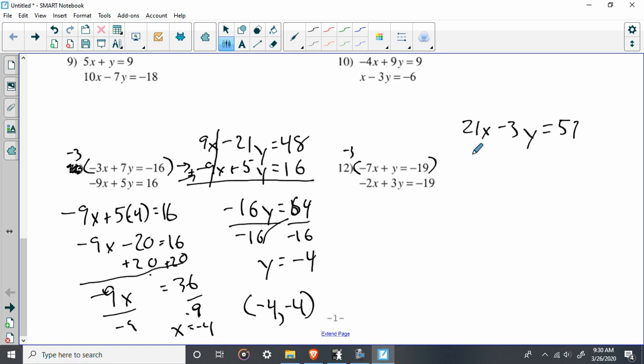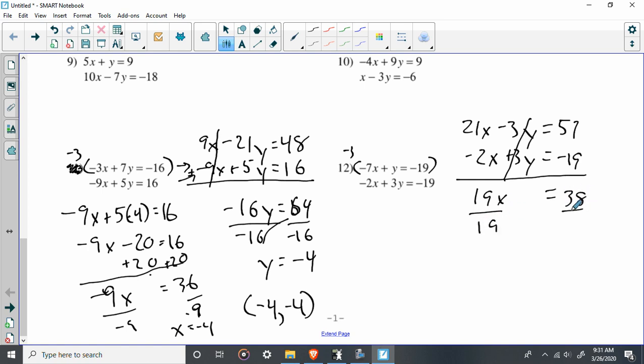Okay. And again, down here we got 2x plus 3y is equal to -19. Okay, so again, what do we got here? 21 minus 2 is going to be 19x. These will be eliminated. And 57 minus 19 is going to be 38. We're going to divide by 19. Find out that x is equal to 2.